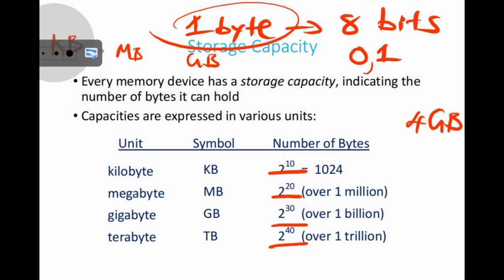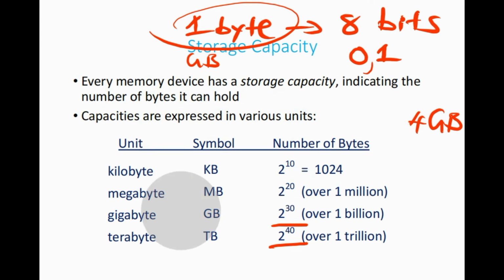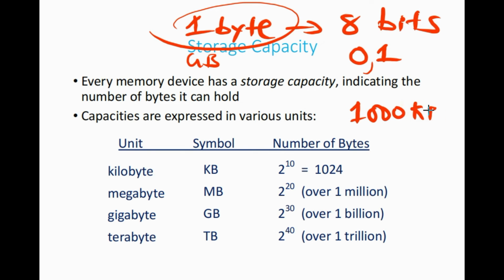And when it comes to conversions, one thing you notice is that 1,000 kilobytes will make up a megabyte. 1,000 megabytes will make up a gigabyte. And then 1,000 gigabytes will make up a terabyte. So that's how easy these things are for you to remember.